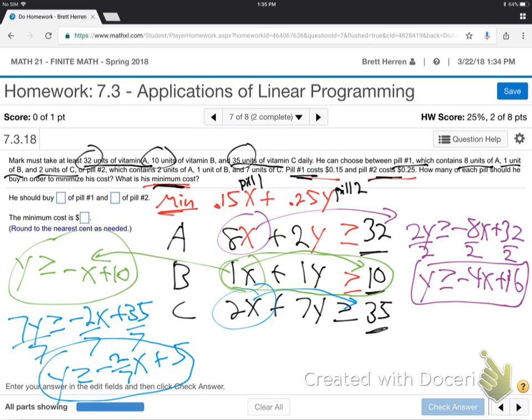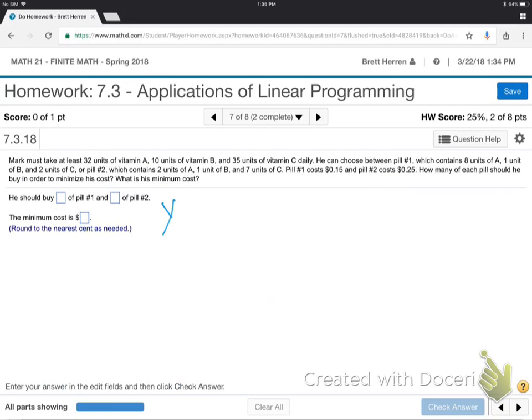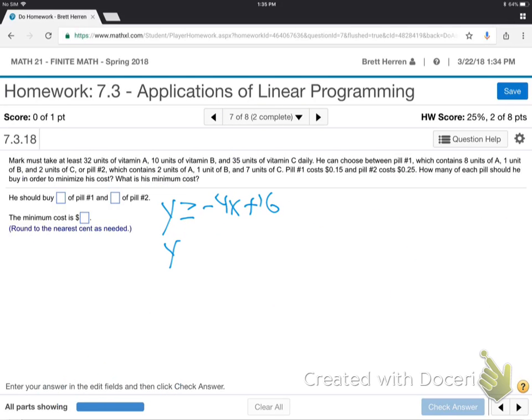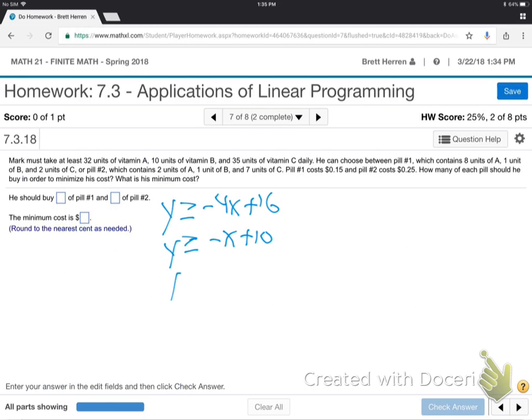Okay, now, where do we go from here? Let's go to a fresh screen. Write these things down. What do we have? I'll write three equations. y greater than or equal to negative 4x plus 16. There's the first one. The second one was y greater than or equal to negative x plus 10. And the third one was y greater than or equal to negative 2/7 x plus 5. So there's my three equations.